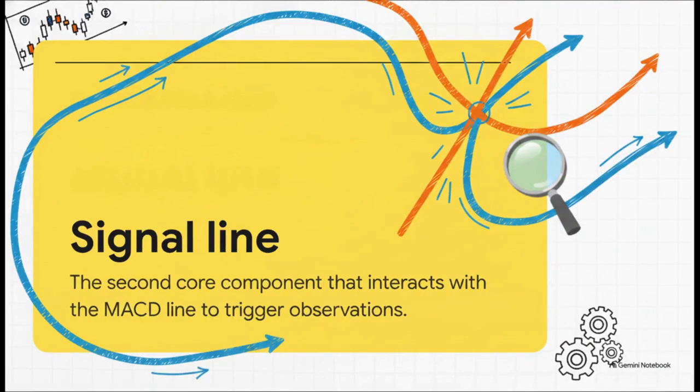But the MACD line doesn't just fly solo. Enter the signal line. This is its vital counterpart. It's typically a 9-period EMA of the MACD line itself. Think of it as a trailing shadow, designed specifically to interact directly with our primary tracking element. Without this signal line, the MACD line is just sort of a lonely trajectory on your screen. But with it, you get this dynamic relationship that actually triggers our trade observations.